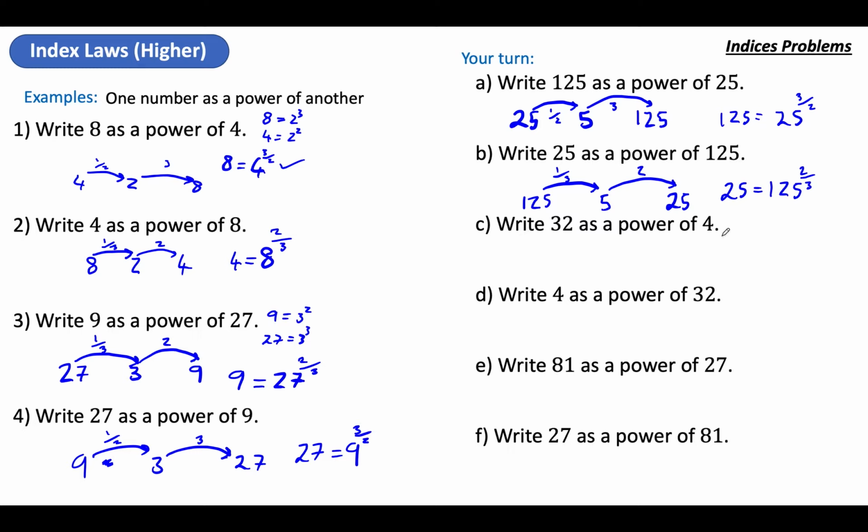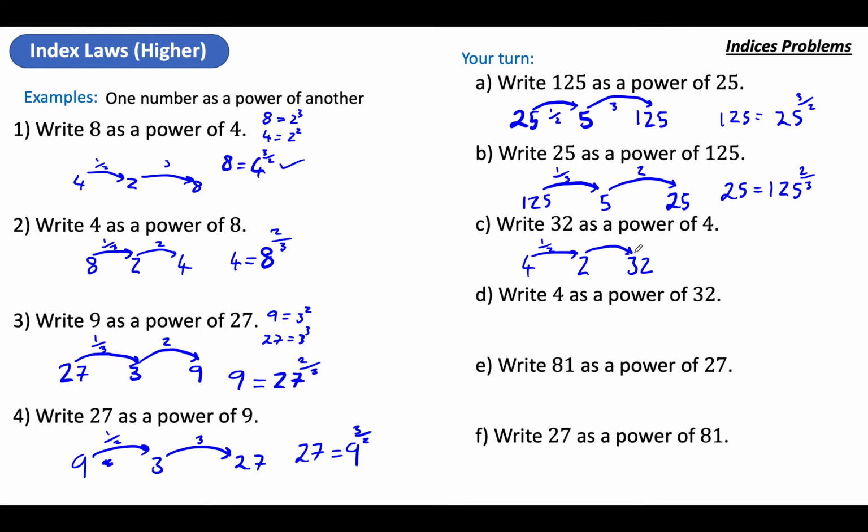Right, 32 as a power of 4. Again, 4 is the one we want to have the power of. 2 is the common base number here. And we want to be getting to the value of 32. So 4 to 2. Yeah, and we're going to square root it. So square root the 4 to get 2. Sorry, power of a half.